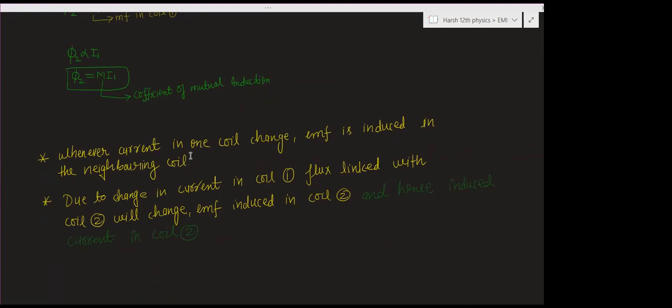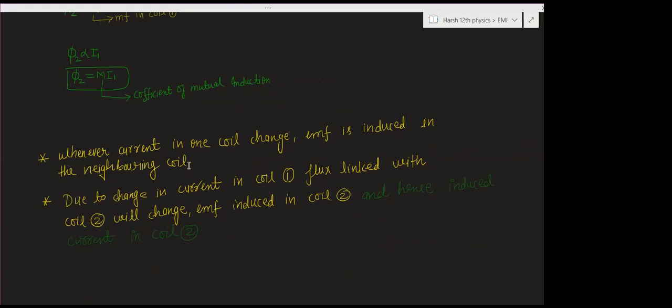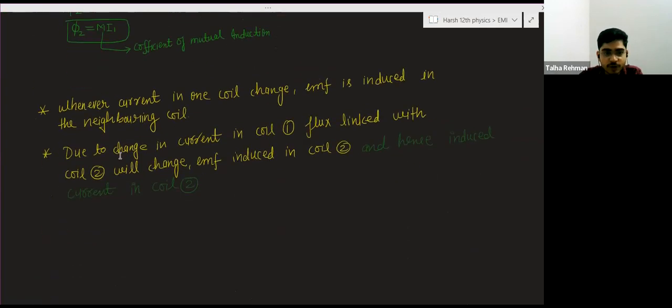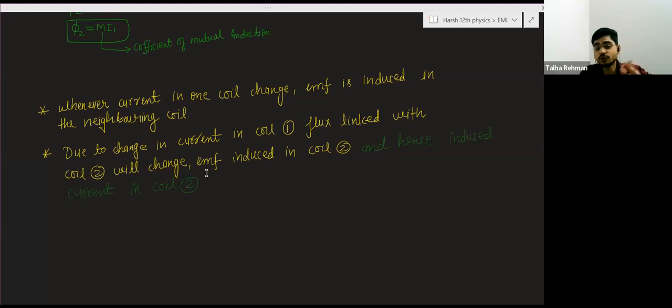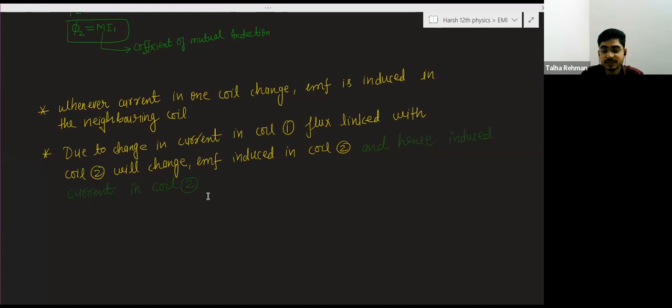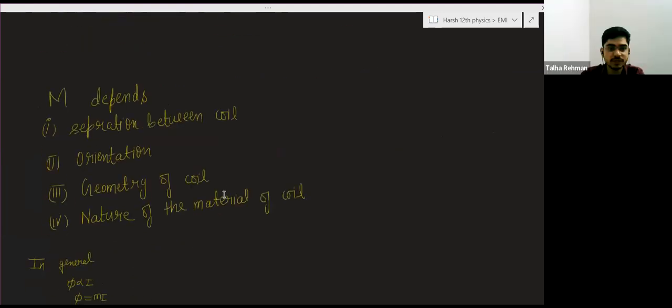Whenever current in coil 1 changes, EMF is induced in the neighboring coil. You can see here, current is changing in this coil. This current is increasing. Induced current will be there in the other, neighboring coil. Due to the change in the current in coil 1, the flux linked with coil 2 changes, and an EMF is induced in coil 2, and hence an induced current in coil 2. This phenomenon is known as mutual induction.